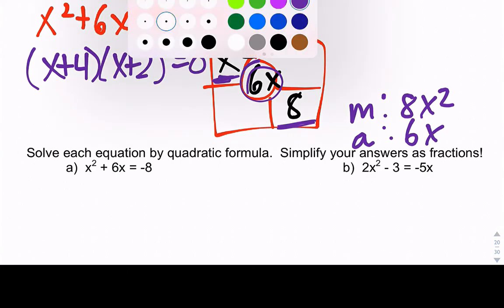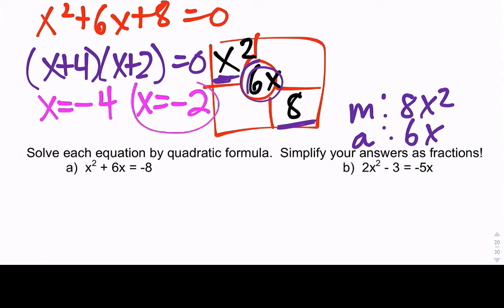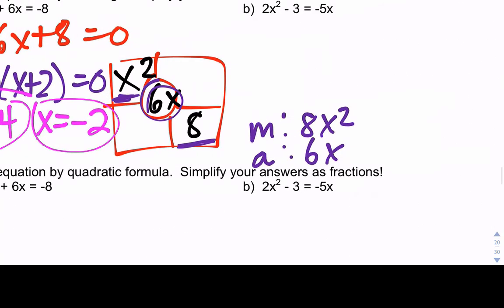And then if it says solve, we have to go a step further. So again, it says solve right here. Let's change colors. And so we use the zero product property. What makes x plus 4 equals 0? -4. What makes x plus 2 equals 0? -2. So here are the actual solutions or roots. So we factor, set each factor equal to 0, and solve. All right, let's try the next one.